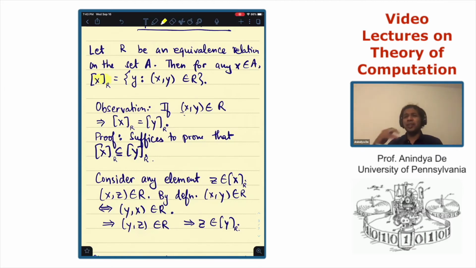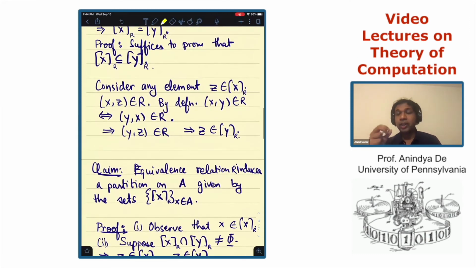So somehow one should interpret this as saying that, up to the relation R, the element X, the element Y, and every element related to X or related to Y via R are all equal, really. So that's roughly where the name equivalence relation comes from.